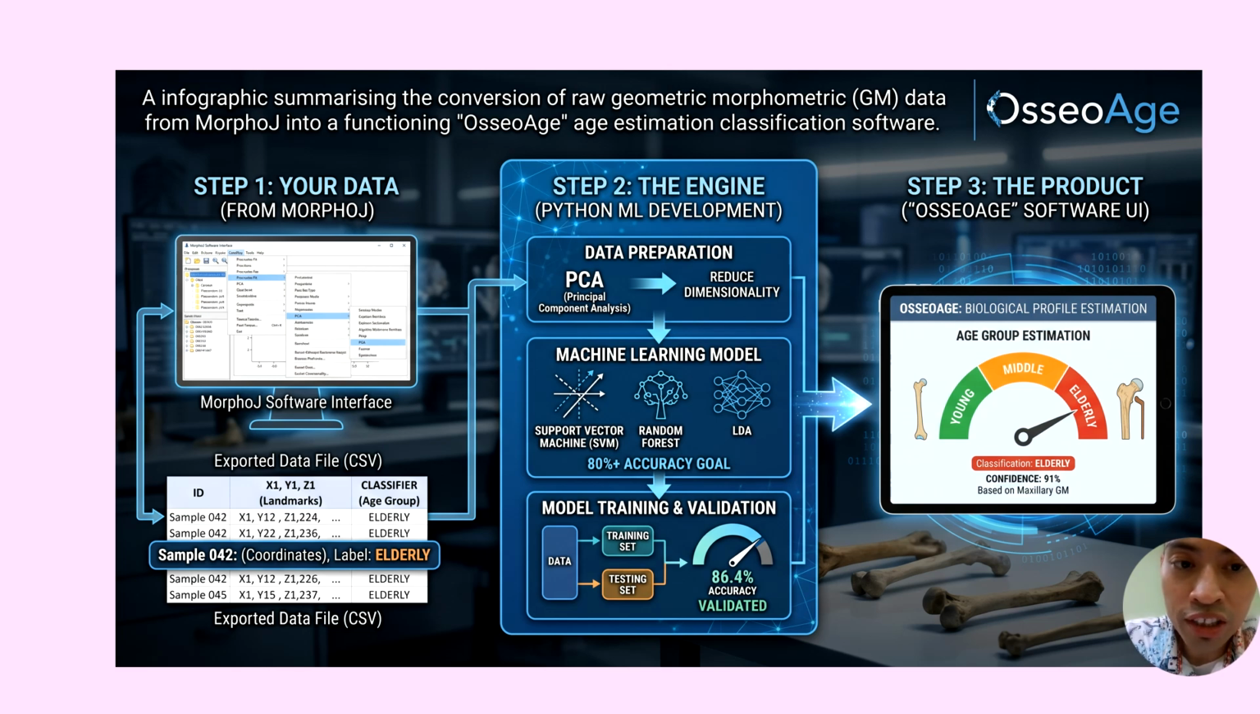The first one is the data exportation in the form of landmark coordinates from the Morphology software as the digital foundation of the software. Then the data will be integrated using a Python artificial intelligence model, SVM or random forest, to detect age-related shape patterns, and the output will be in the form of a simple interface that classifies the bone into young, middle, or elderly groups.